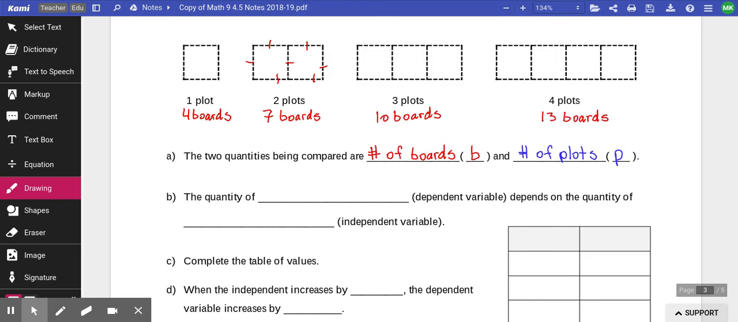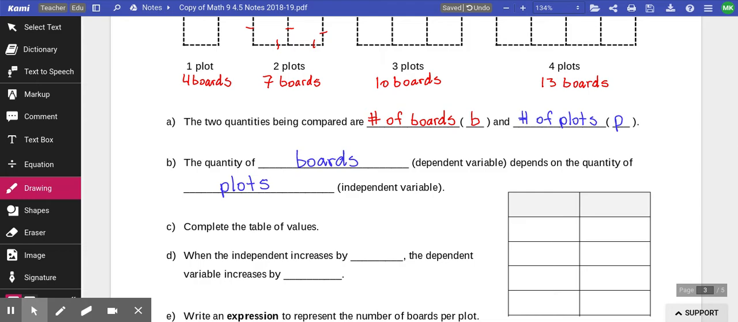So the quantity of boards depends on the quantity of plots. We're going to build a nice little table of values for this. Your independent goes in the first column. So our first column is P for plots. Our second column is B for boards.